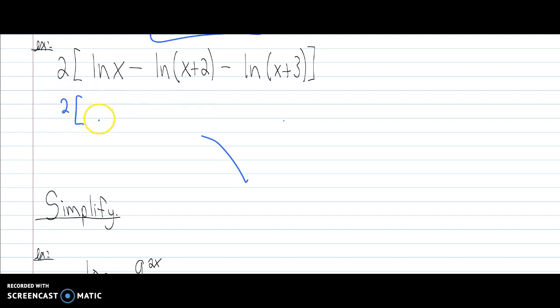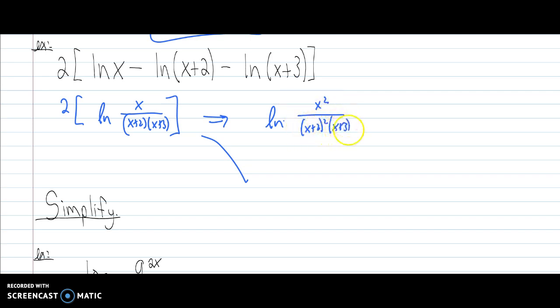And we're going to have the ln of x divided by x plus 2. And the minus means that the x plus 3 is also going to go to the denominator. And then this 2 is going to distribute to everything on the inside. So we're going to have the ln of x squared over x plus 2 squared times x plus 3 squared.